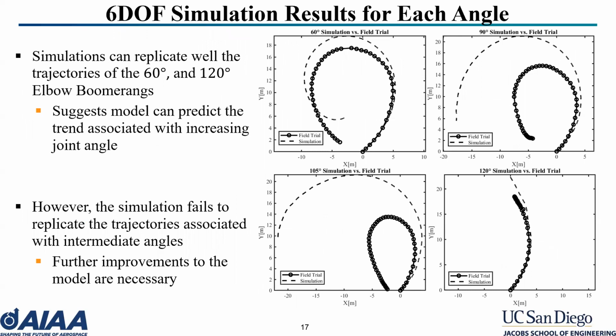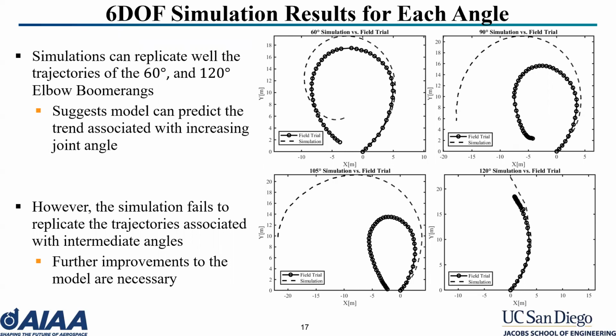With the mass parameters and aerodynamics of the boomerang modeled, we can simulate boomerangs of different joint angles in 6 degrees of freedom and compare the simulation results to data taken from the field trials. On the right, you can see the results from these simulations and their corresponding field trials for 60, 90, 105, and 120 degree boomerangs. The simulations were able to predict well the trajectories of the 60 degree and 120 degree elbow boomerangs, which would suggest that the model is successful in predicting the trend associated with increasing joint angle. This promising result has not been captured in previous research.